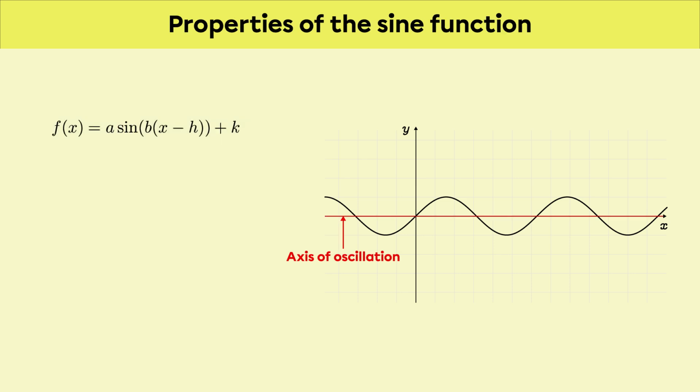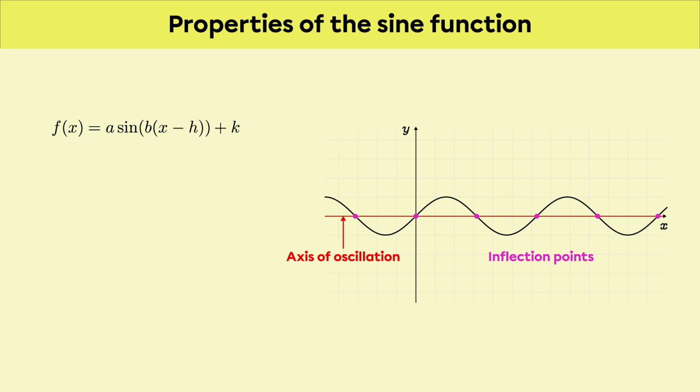The axis of oscillation, or midline, is the horizontal line that passes through the middle of the function. All the points that cross the axis of oscillation are called inflection points. In a sine function, these points help define the values of h and k.